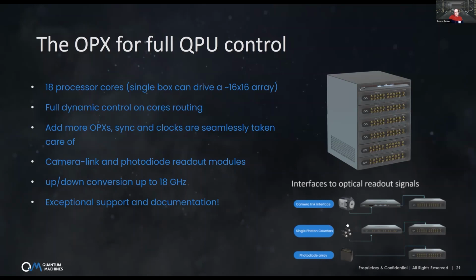You can also interface with single photon counters, single photon detectors. We have a unit for that as well. Photodiode arrays are also supported. You can connect them directly to the OPX if the output is digital, and so you have access to all the readout channels that are typically seen in superconducting and in AMO labs. Up-down conversion up to 18 gigahertz if you want to do gigahertz stuff: 6.8 gigahertz for rubidium, 9 gigahertz for cesium, not a problem if you want to make global excitations in the microwave regime, for example.